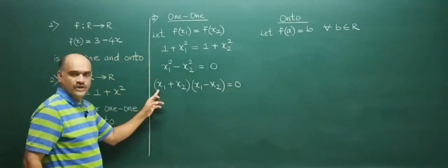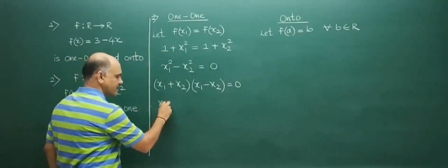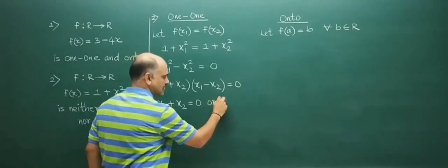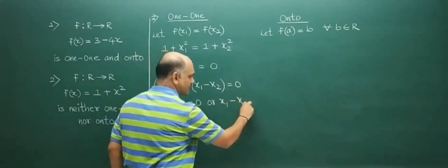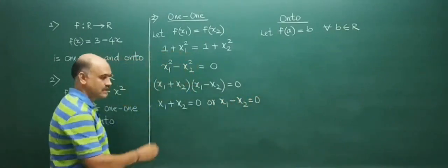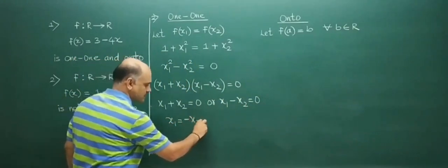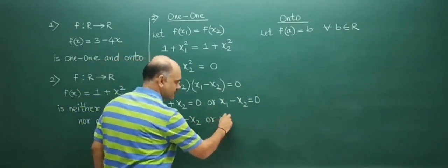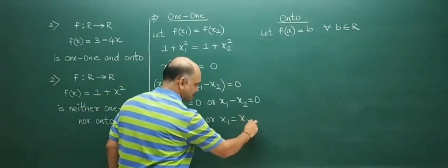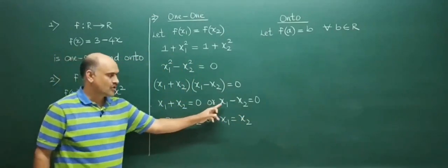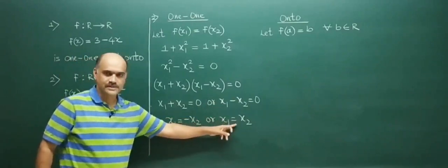So therefore x1 plus x2 equal to 0 or x1 minus x2 is equal to 0. From this I will be getting x1 is equal to minus x2 or x1 is equal to plus x2.